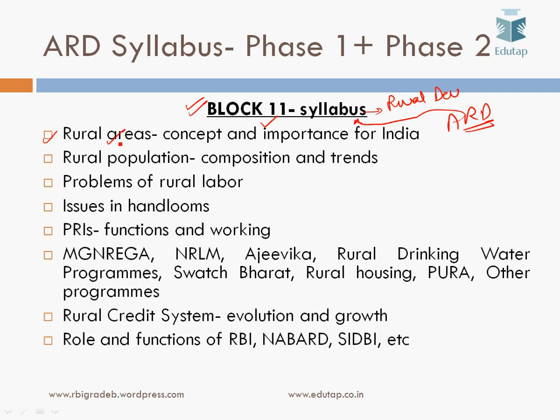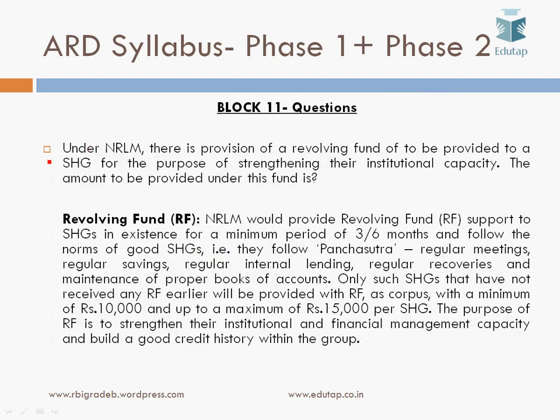That is, what is the concept of rural area, what is the composition and trends in the rural population, what are the problems of rural labor, what are the issues in handlooms, about PRIs, that is Panchayati Raj institutions, about NREGA, NRLM, Ajivika, the various programs for rural development, rural credit system, and the role and functions of RBI, NABARD, SIDBI, etc. in carrying out rural development. Now let's see the questions. One question that was asked from this block was that under NRLM, that is National Rural Livelihoods Mission.